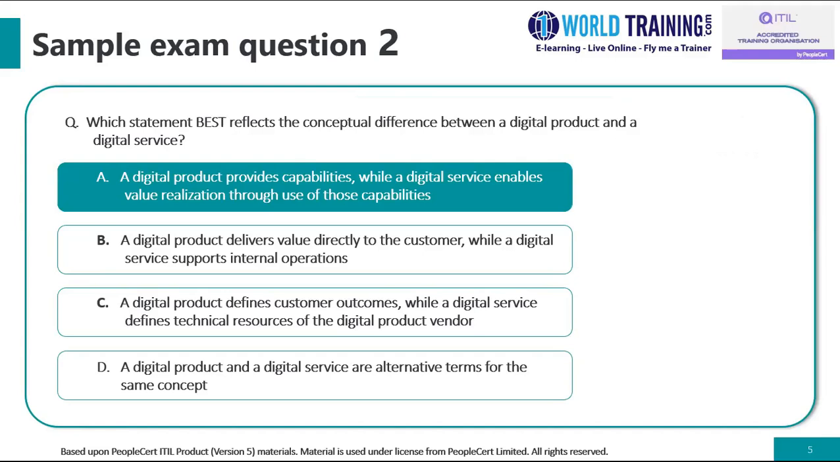B is wrong because value is realized through service consumption, not through the product's mere existence. C confuses the concepts. Products are a combination of resources. Services are where outcomes are experienced. And D is wrong because they are distinct concepts with different roles in value creation, not alternative terms.